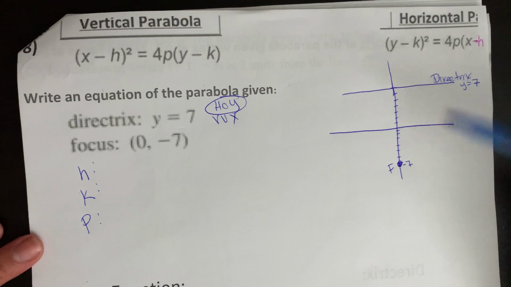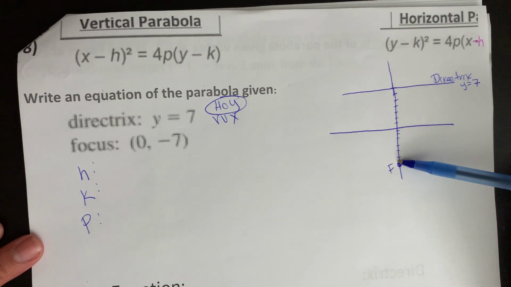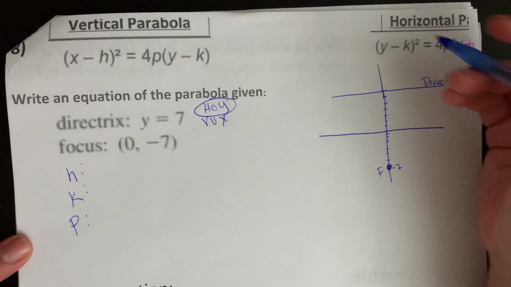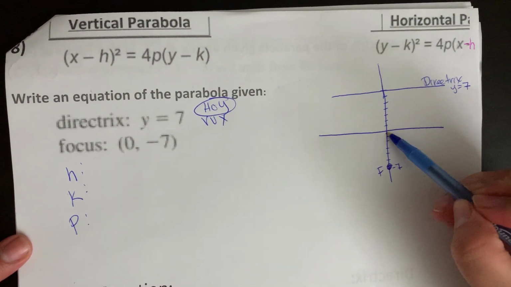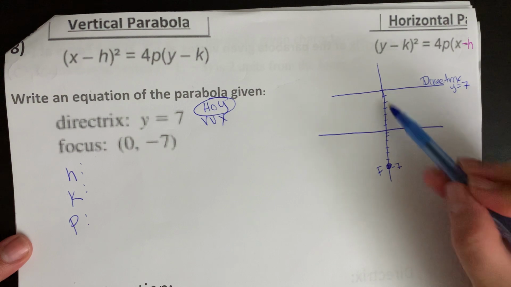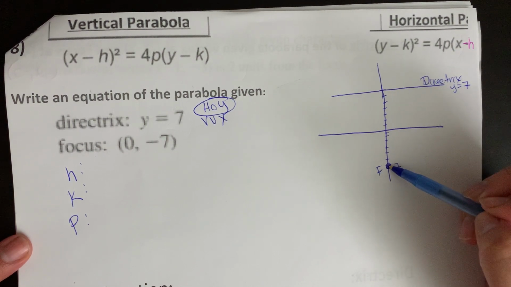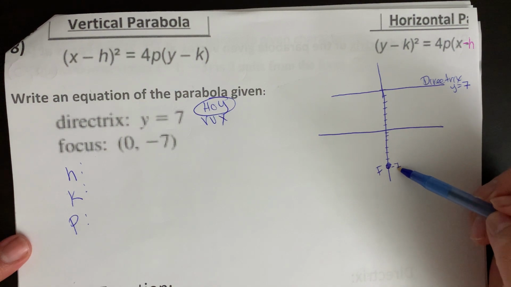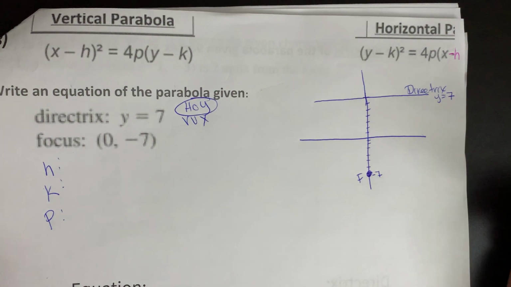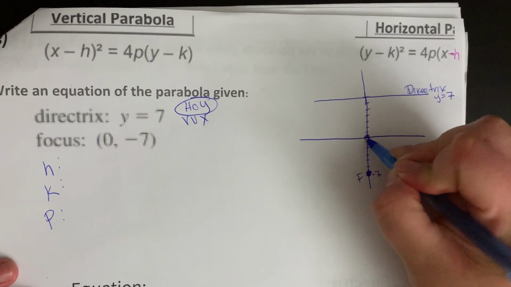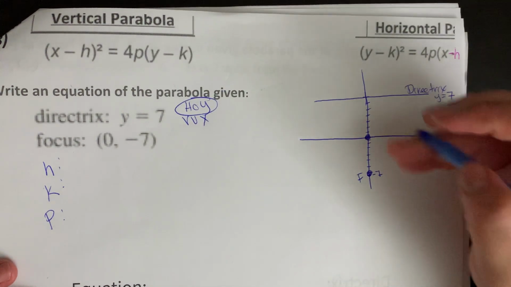Okay. So remember, your vertex is going to be in the middle of both of these things. So remember, from 0 to the directrix is 7 units, and from the origin to the focus, it's negative 7. So this one's kind of like an easy one because you can just look at it and figure out where your vertex is actually going to be. So it's actually at the origin, because it's 7 units away from both.